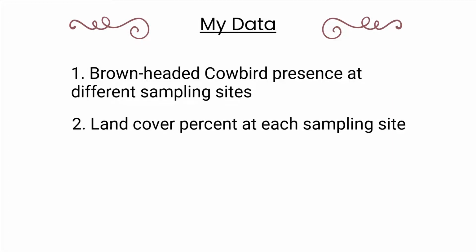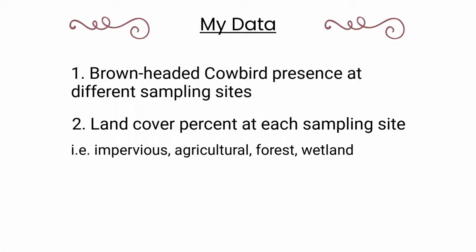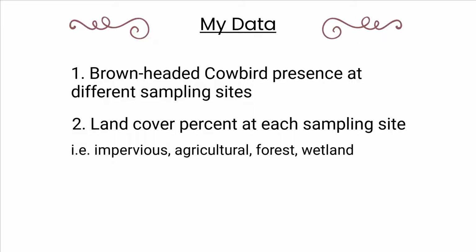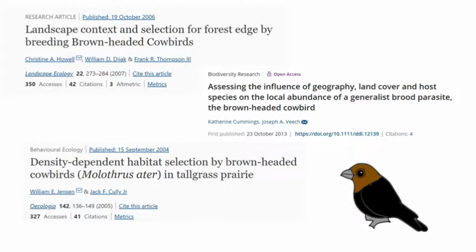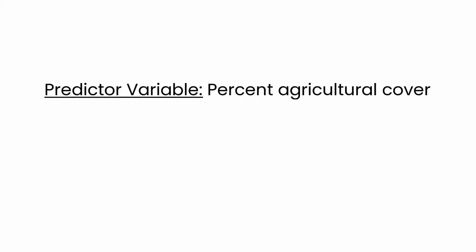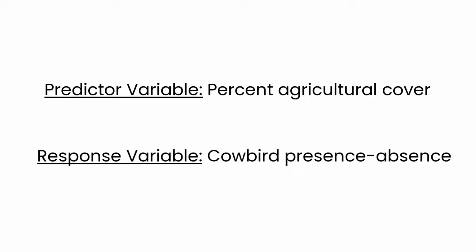For each site, I have data telling me the composition of the land cover in terms of percent. So I know the percent impervious, agricultural, forest, and wetland cover within my sampling regions. I've read papers that have said that the brown-headed cowbird presence is positively related to agricultural cover, so I want to see if I find the same trend in my data. Thus, my predictor variable is going to be the percent of agricultural cover, and my response variable is the presence-absence of the cowbird for each sampling site.